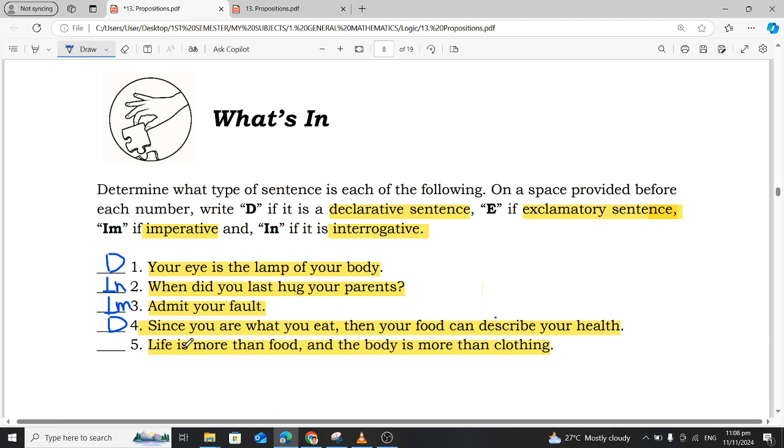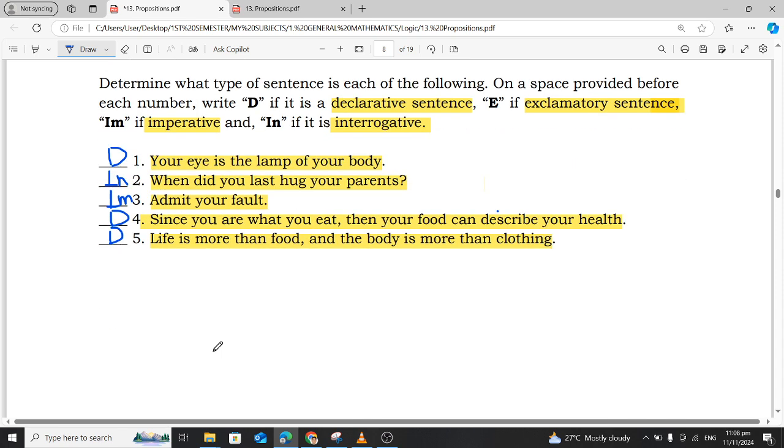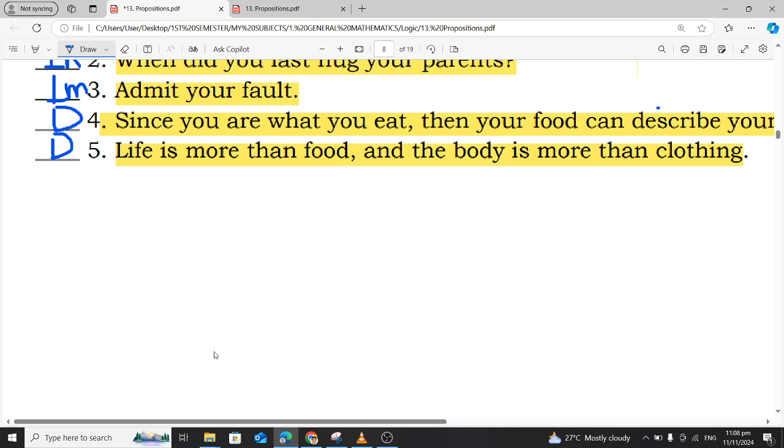Number 5. Life is more than food and the body is more than clothing. Is the sentence giving an information? Is the sentence ending with the period? If so, then therefore that sentence is a declarative sentence. Okay, so I hope you understand the four types of sentences: declarative, exclamatory, imperative, and interrogative. Now, let's move on to the next activity, class.